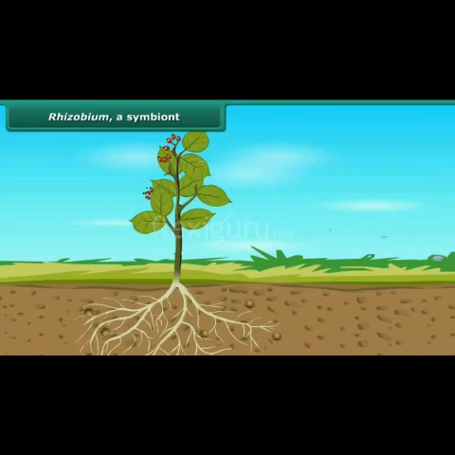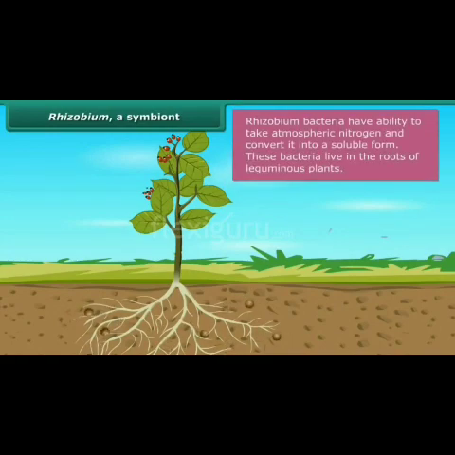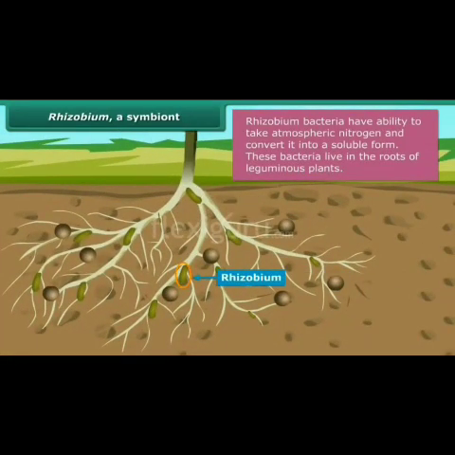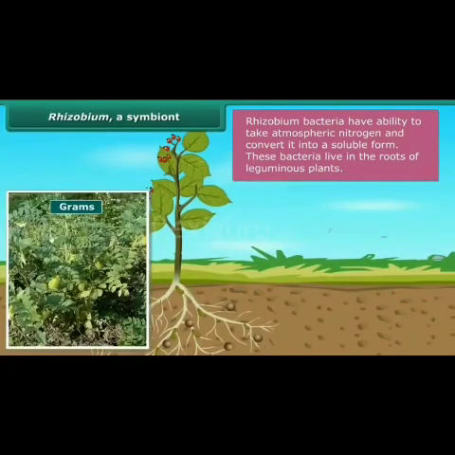Rhizobia produce nitrogenous compounds from atmospheric nitrogen. However, for this process of nitrogen fixation, they need leguminous plants like beans, sweet pea, soybean, etc. as host. Beans and pulses are rich in proteins due to the nitrogenous compounds made available by Rhizobia. We all know beans and pulses are rich in proteins. This is because of Rhizobium bacteria, which provide nitrogenous compounds to that plant.